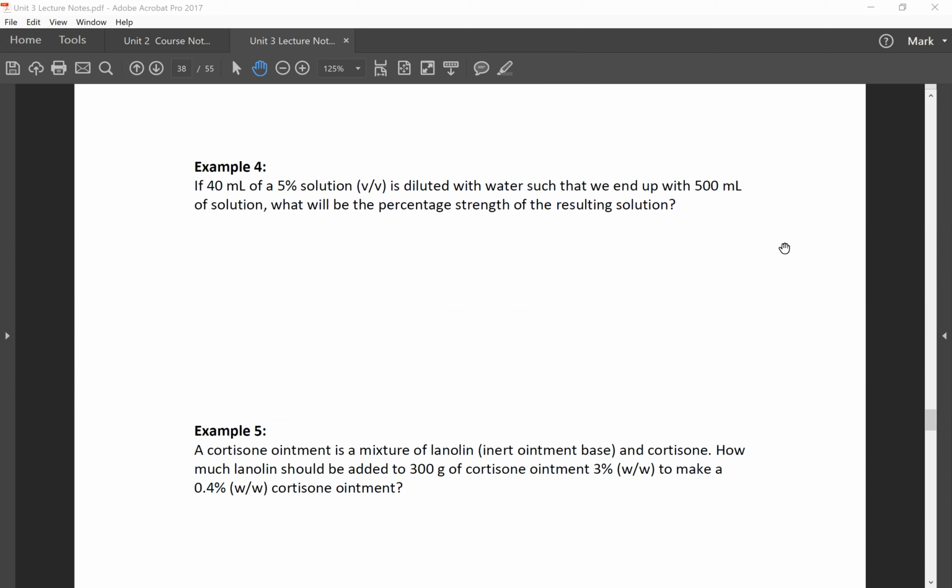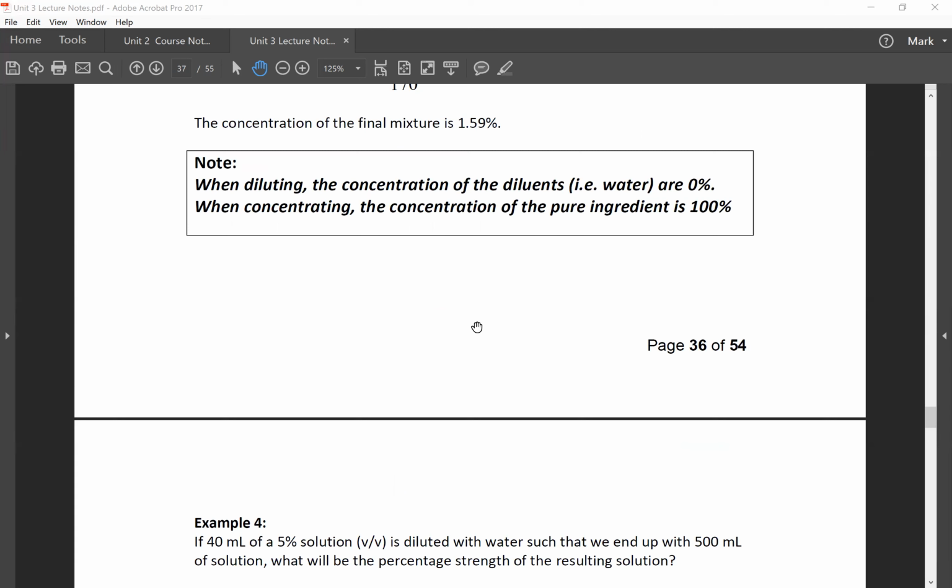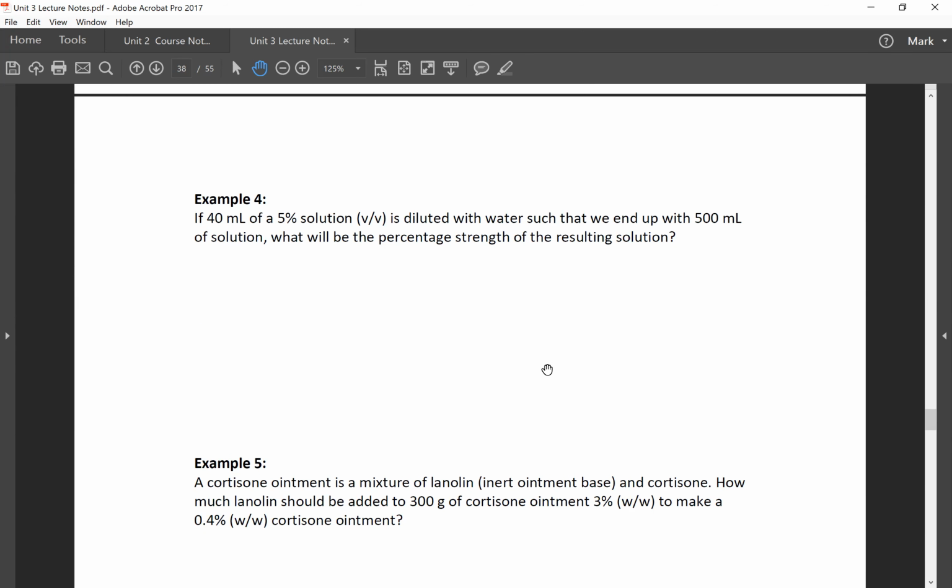So if 40 milliliters of a 5% solution is diluted with water such that we end up with 500 milliliters of solution, what will be the percentage strength of the resulting solution? So this one is a little different than the previous example. Notice here it says when diluting, the concentration of the dilutants of water are 0. So the idea here is, how do I want to present this one?